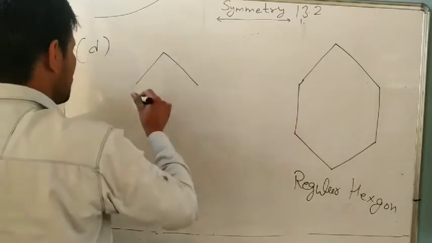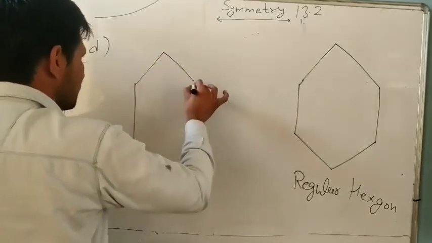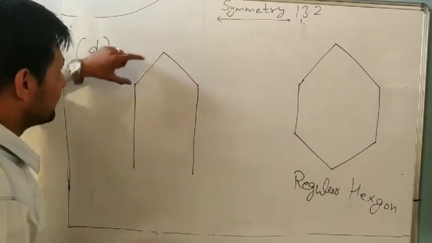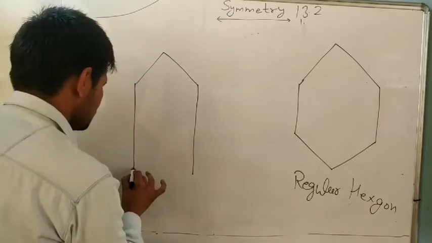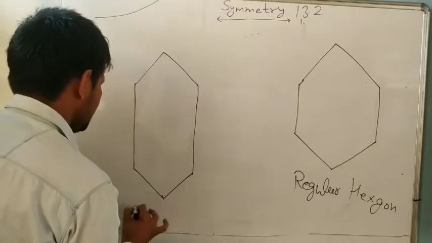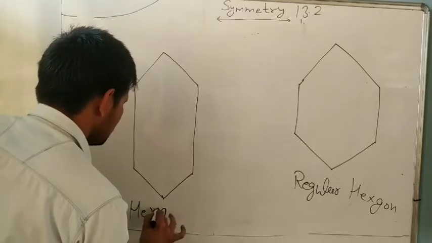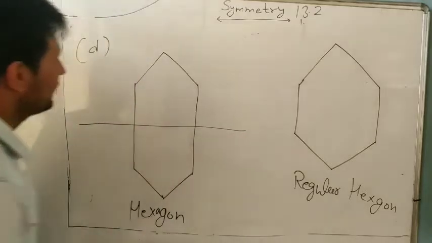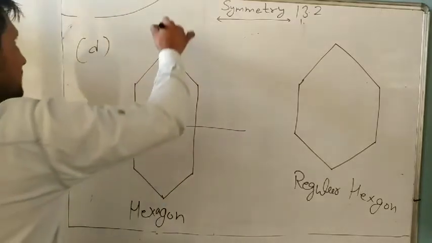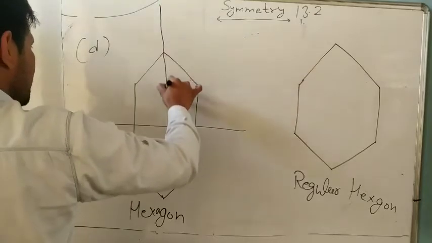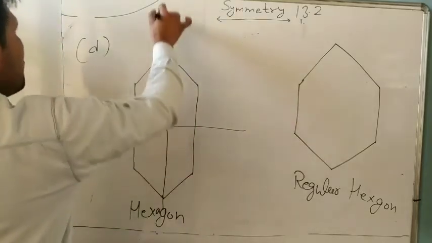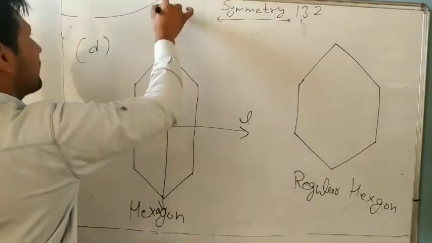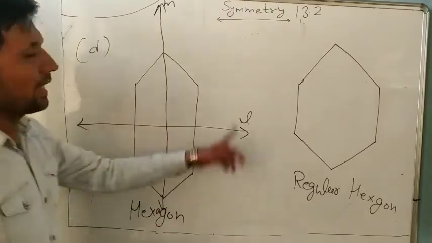1, 2. But we will make it like this one. 1, 2, 3, 4. We observe that this side is greater than this one. So it is a hexagon. And how many lines of symmetry? Only 2. One is horizontal, and next is vertical. When we check it diagonally, it is not a line of symmetry. You can write the name of the line of symmetry only.